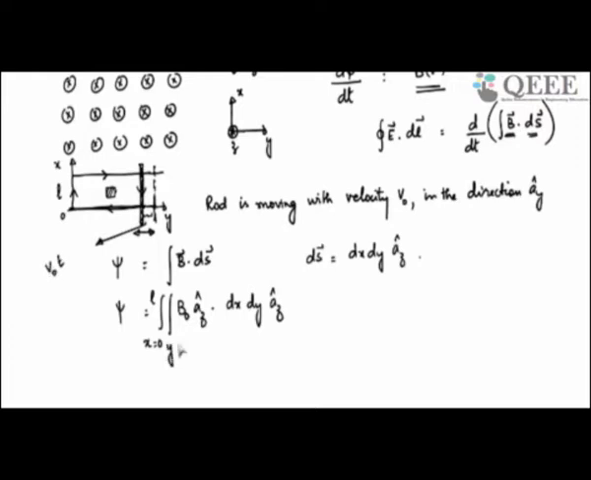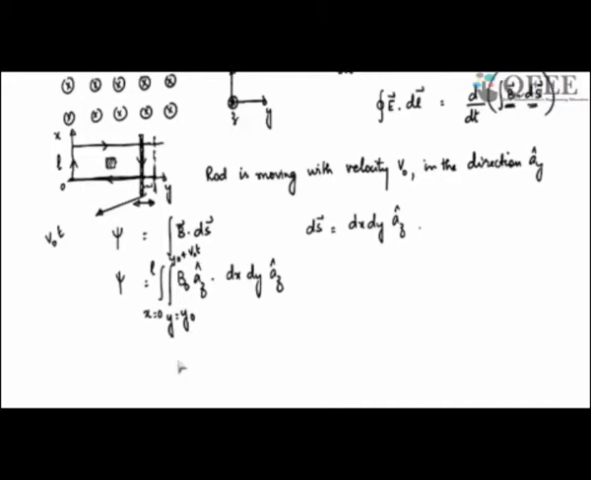So my y should be equal to the original y, let's say y0, plus v0 times t. So this integration is going to give me B0. Integration over x is L, integration over y is v0 t, and because it's a dot product in the same direction, I get this. This is my psi.